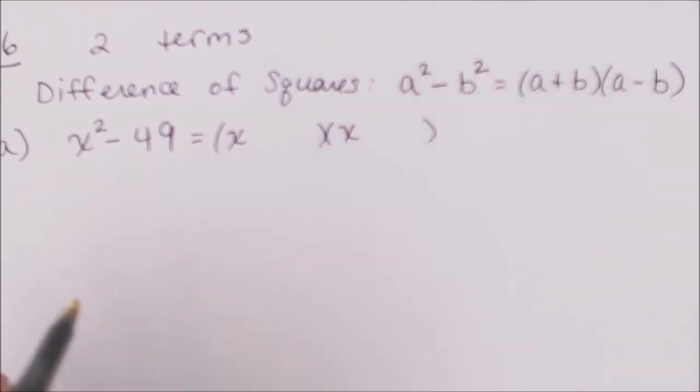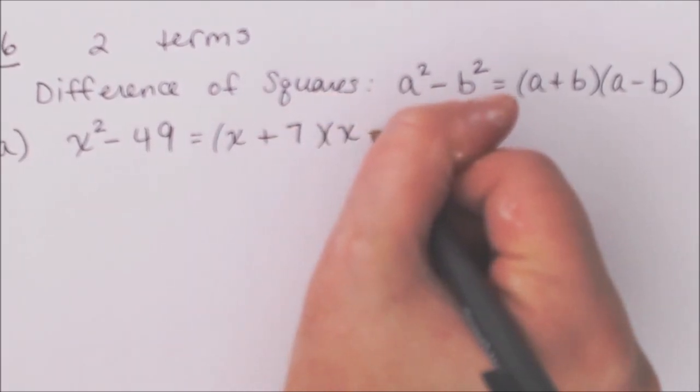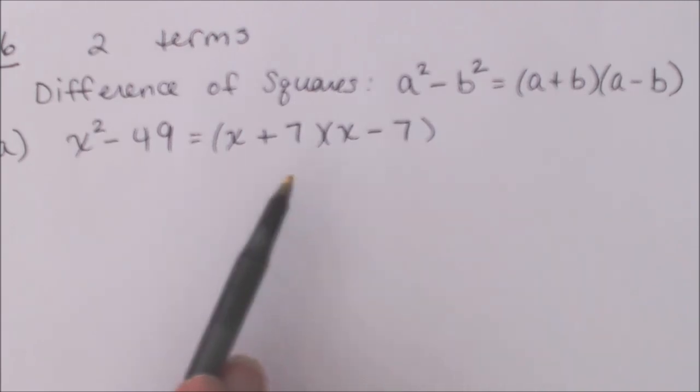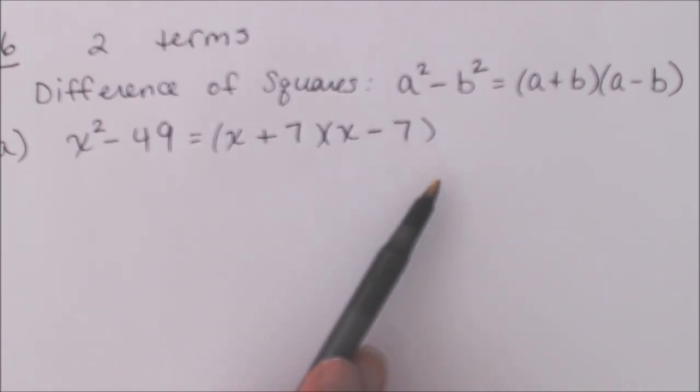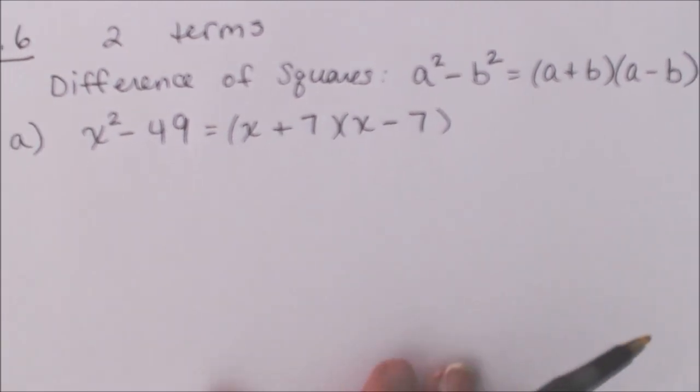So we have x and x. The square root of 49 is 7. So 7 and 7. One's positive, one's negative. It does not matter what order you write these in because remember you're multiplying, so you can go in either order. So we could have written x minus 7 times x plus 7. That would have worked just fine. Either way you write it is fine.